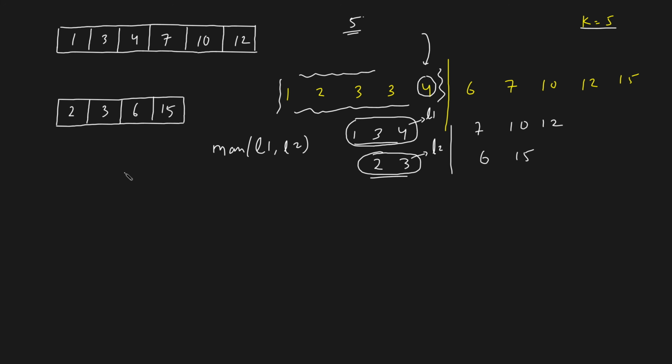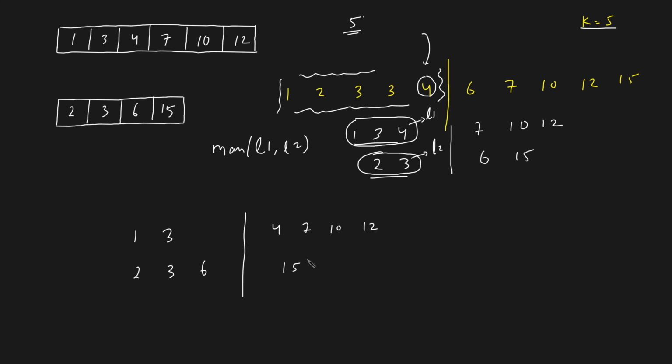Can I say what if I pick a couple of elements from this one, and then I'll pick the rest, 3 elements, because in total the left has 5. So the next 3 elements from here. So the right half will be 4, 7, 10, 12 and 15.